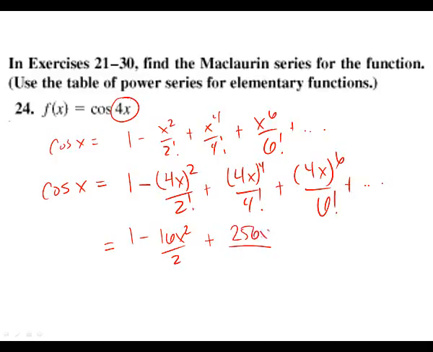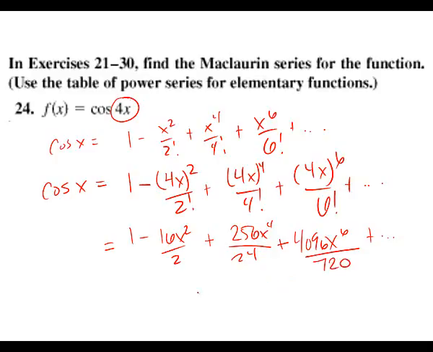256. 256x to the 4th over 4 factorial. Okay. What's 4 factorial? Is it 256? No, it's not. It's 24. Okay, let's go one more. What's 4 to the 6th power? 4096. And what's 6 factorial? Is it 720? Is that right? Yes. Yep.